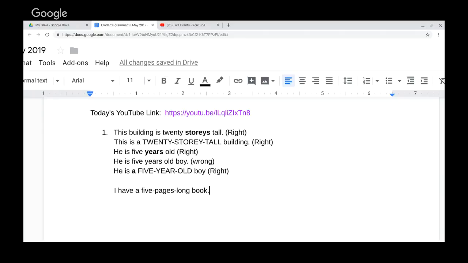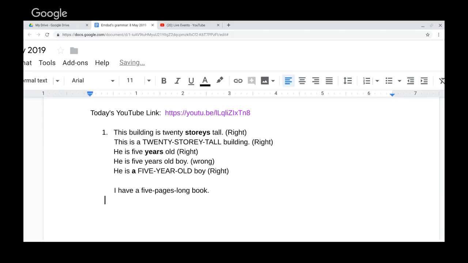How is it correct? Because the sentence finishes with a noun. It should be, I have a 5 page, page, not pages. I have a 5 page long book. 5 page long book. So this one is wrong. What if I say, what about this?